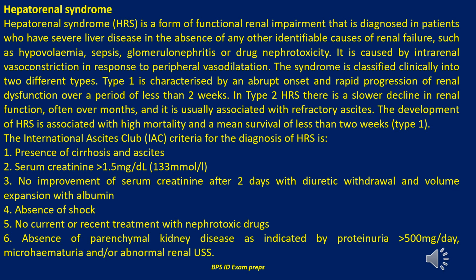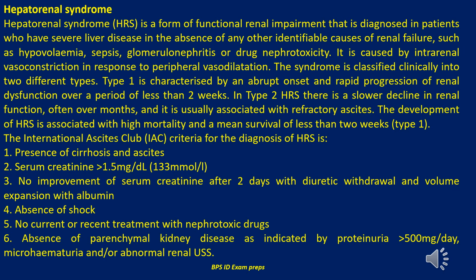The syndrome is classified clinically into 2 different types. Type 1 is characterized by an abrupt onset and rapid progression of renal dysfunction over a period of less than 2 weeks. In Type 2 hepatorenal syndrome there is a slower decline in renal function, often over months, and it is usually associated with refractory ascites. The development of hepatorenal syndrome is associated with high mortality and a mean survival of less than 2 weeks.